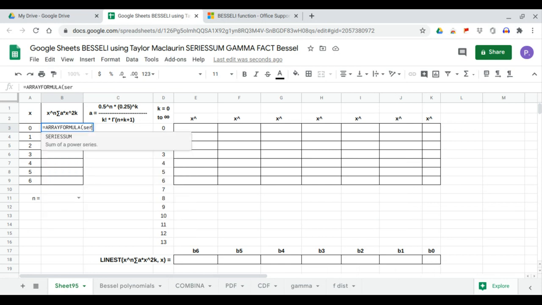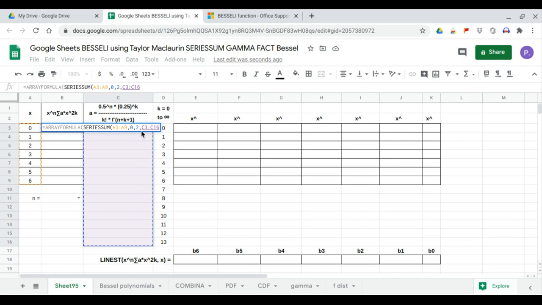Array formula, series sum of the x values raised to the power starting from 0 because 2k is 0 at k equals 0, and an interval of 2. And the coefficient will be this range. And there is a factor of x to the power n. So x to the power n, and then multiply.